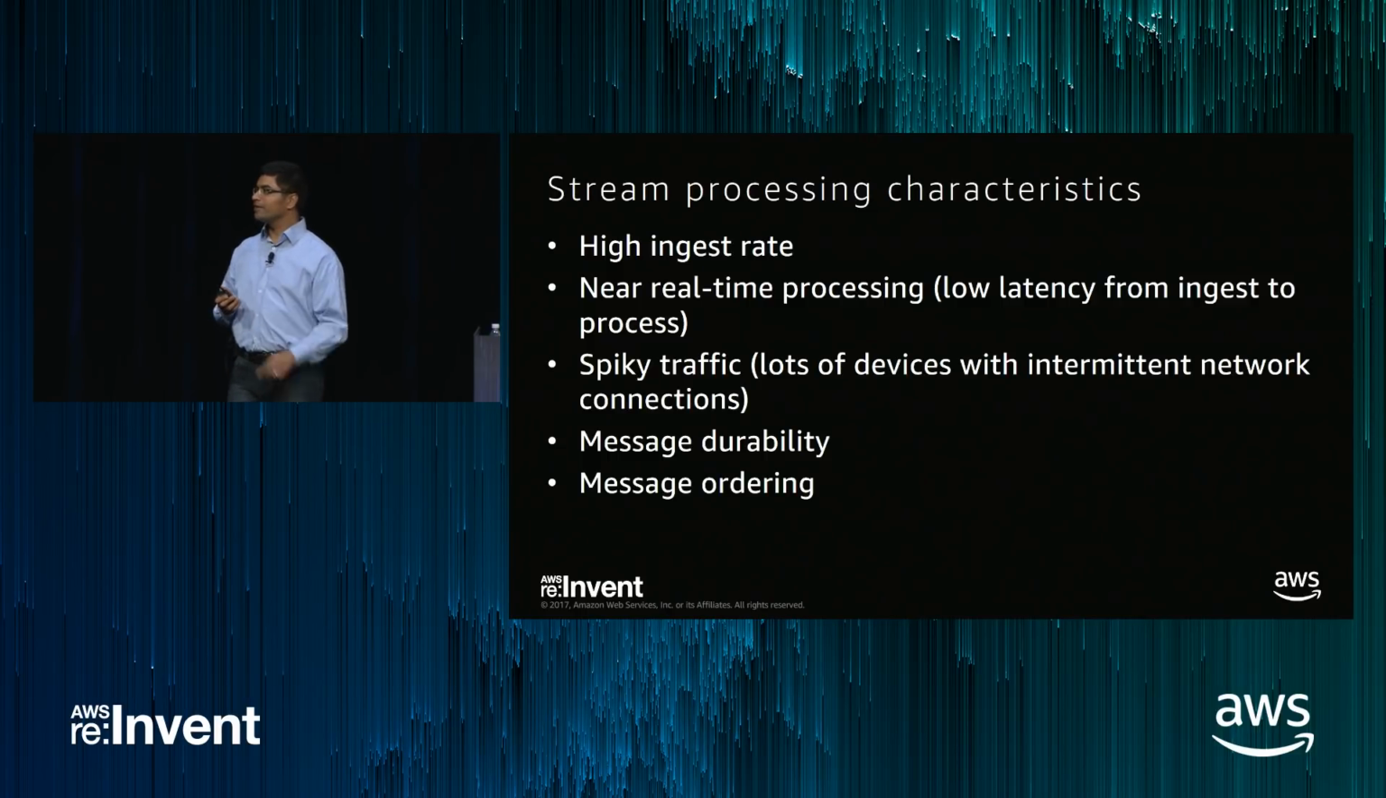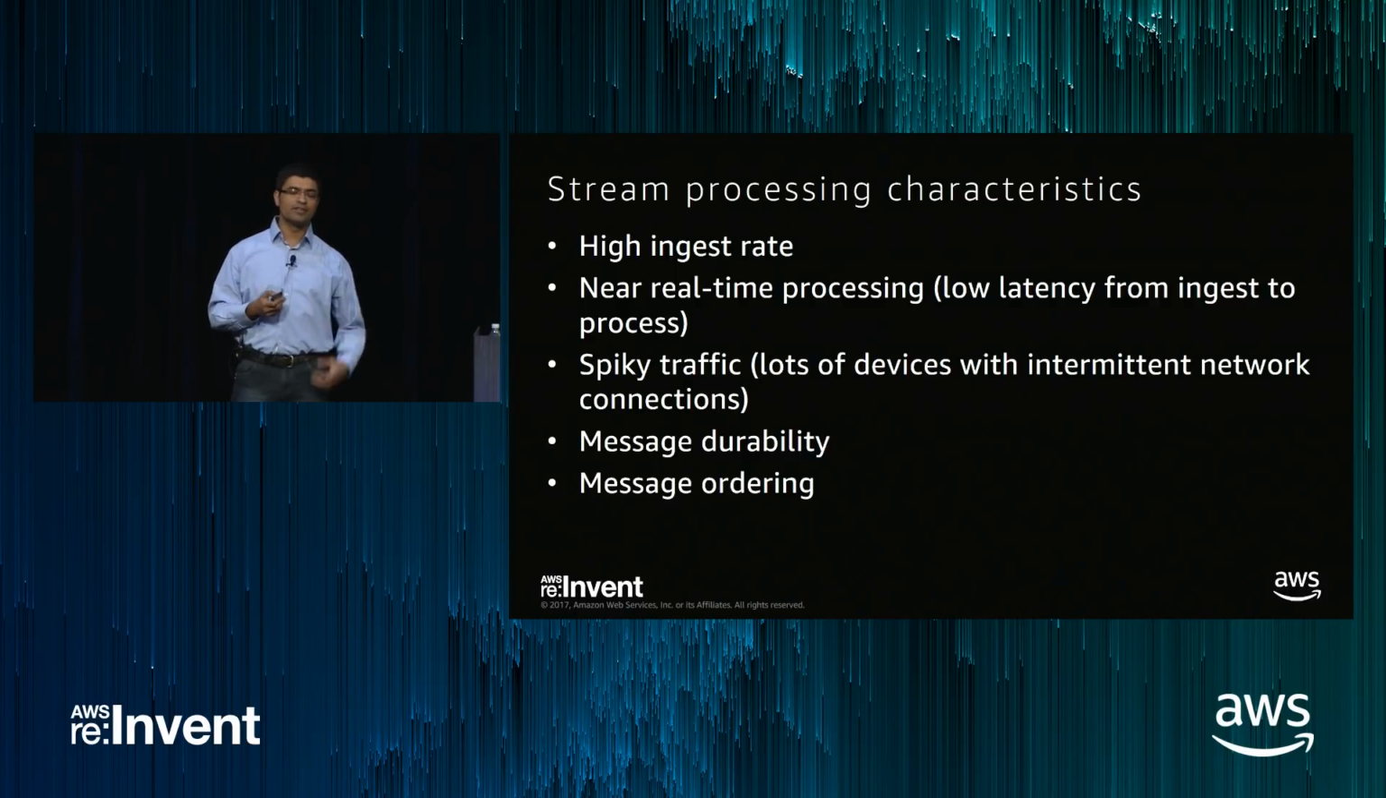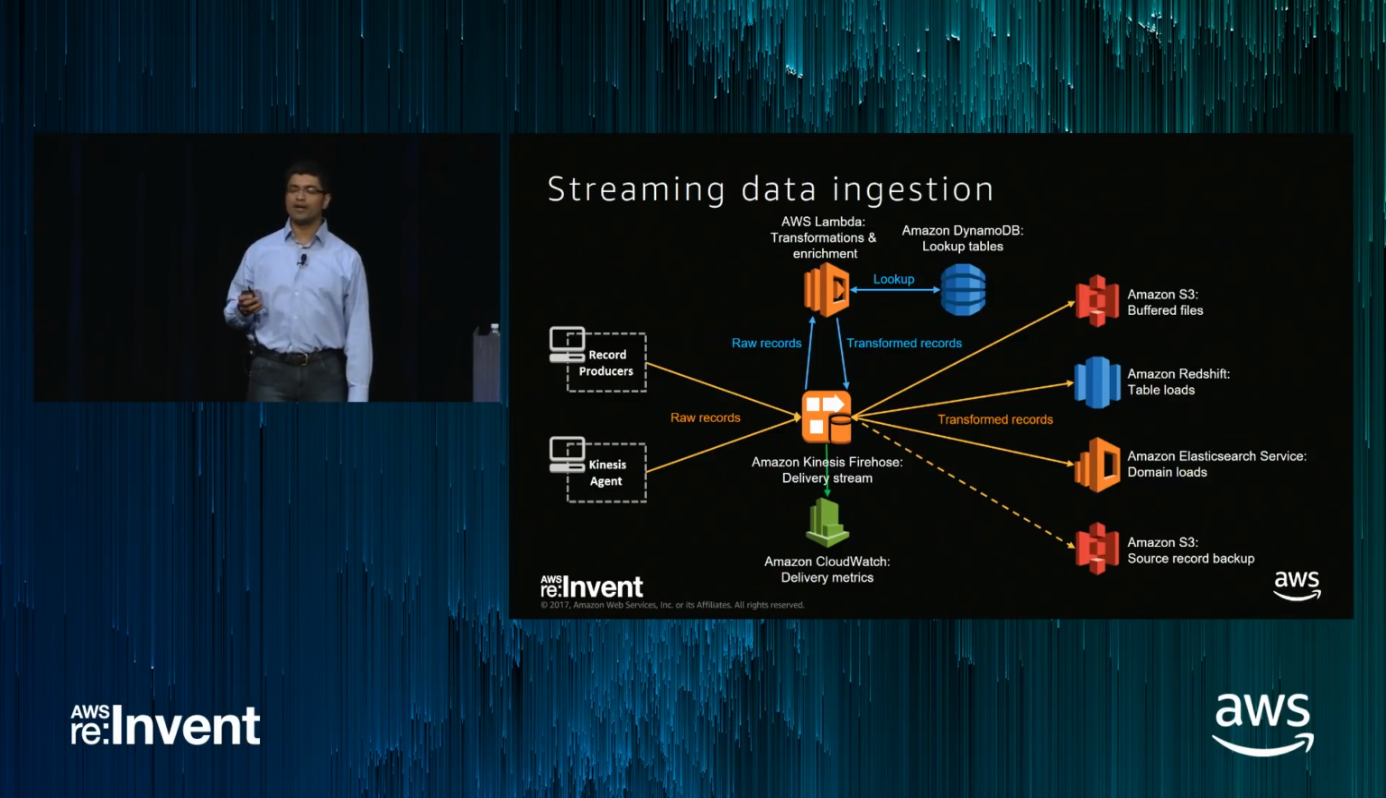Once you get a message in, it's very important that you handle that. So message durability is important. And in many cases, since you're trying to recreate the actions a customer took, the order of the messaging is also important. So these are some of the common characteristics of a stream processing application. So let's take a look at the first example of how you would go about meeting your management's needs.